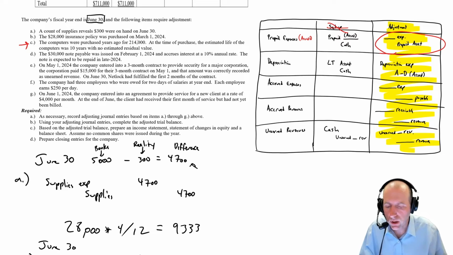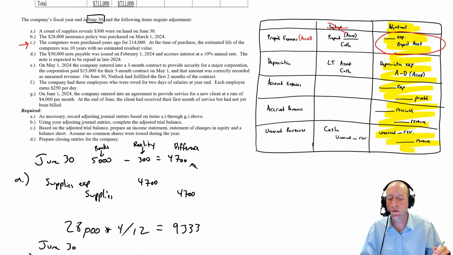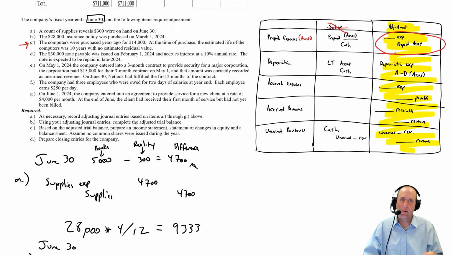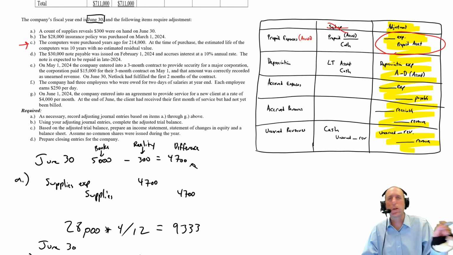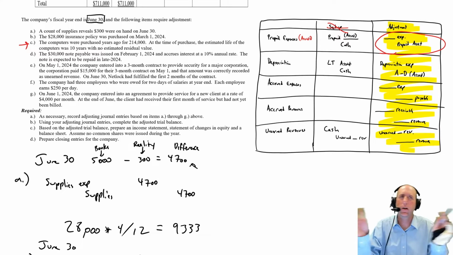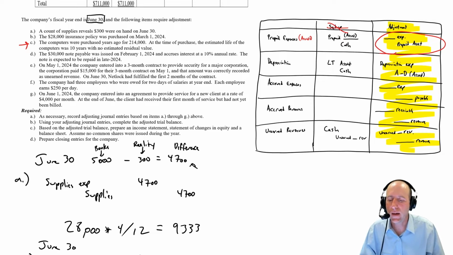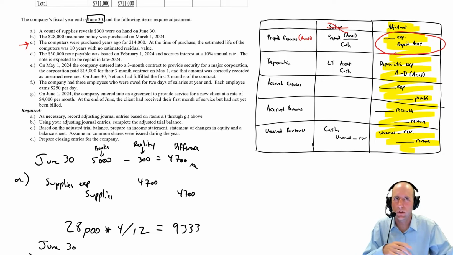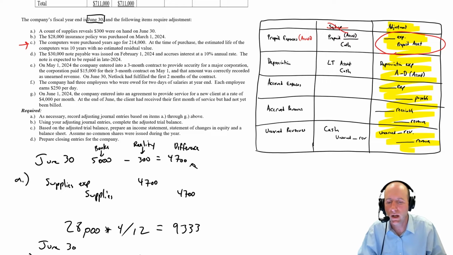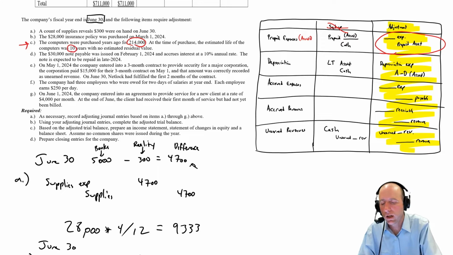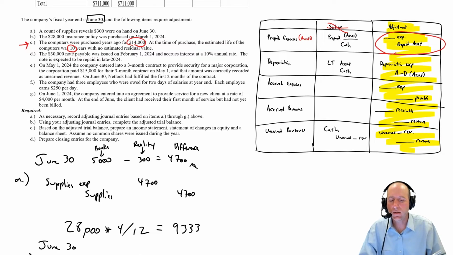The computers were purchased years ago for $214,000. So a long time ago, we purchased these computers for $214,000. At the time of the purchase, the estimated life of the computers was 10 years with no estimated residual value. Okay, this is actually easier than we've done in previous problems. In previous problems, I've said, oh, they purchased these on June 30th, and you got to figure out, oh, how many months have gone, or on, let's say, April 3rd, and you got to figure out how many months between April and June, and do 2/12 or whatever the number is. Here, we purchased them years ago for $214,000. And at that time, the estimated life is 10.